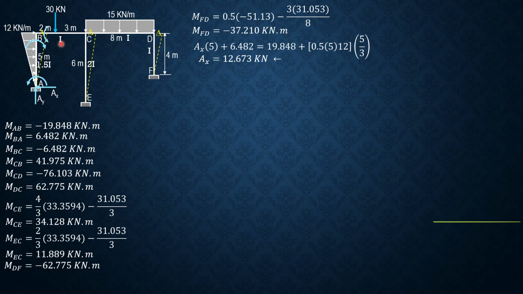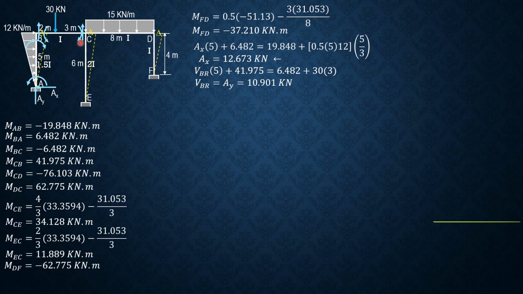Then shear just to the right of B. So this is the moment MBC, negative, so it is counterclockwise. MCB is positive, so it is clockwise as shown. And this is the anticipated direction for shear just to the right. So considering BC, summation of moment about C: shear at B just to the right times 5 plus MCB, which is 41.975, equals MBC, which is 6.482, plus the moment of the load, 30 times 3. So shear at B just to the right is equal to AY, which is 10.901 kilonewtons.